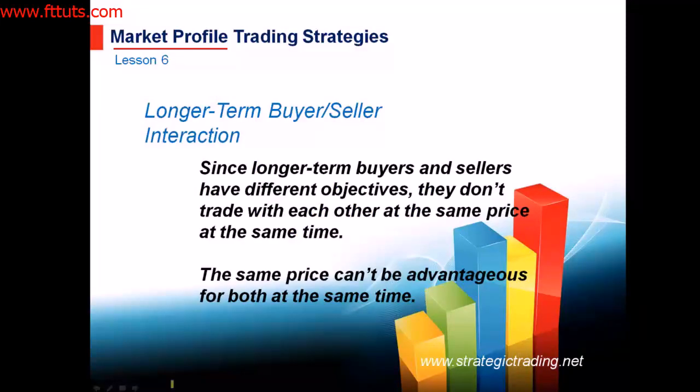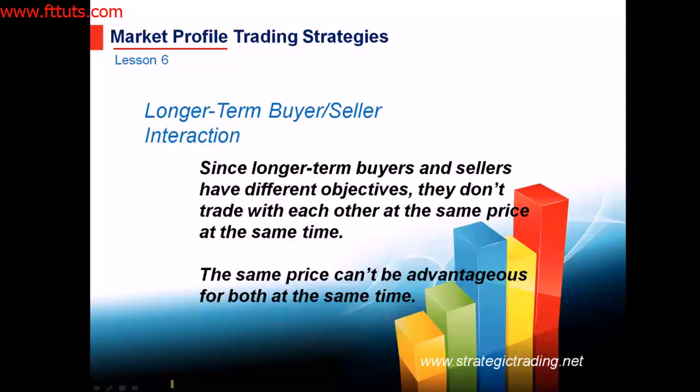Now, do long-term buyers and sellers ever really interact and deal with one another in the market? Interestingly enough, since the long-term buyers and sellers have different objectives, they're often not trading with each other at the same price at the same time. Unlike the short-term buyer and the short-term seller, where both want to get in and out quickly, they have a common objective, so we see them both trading around fair price.